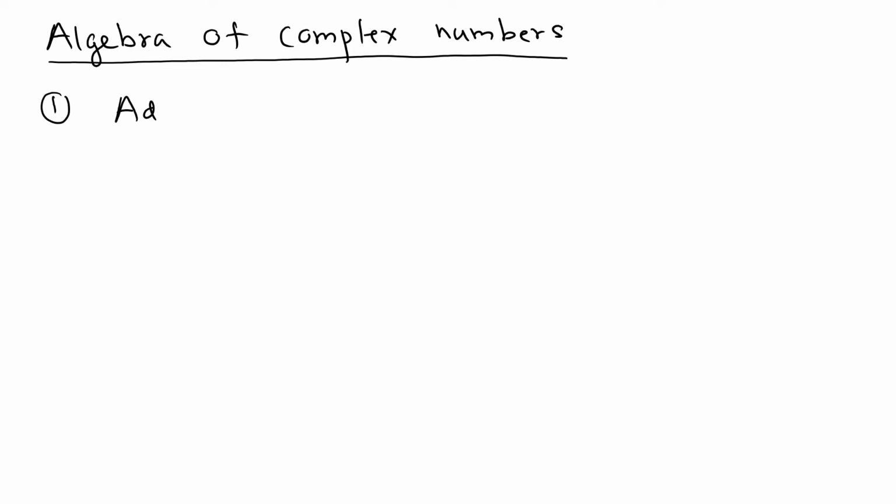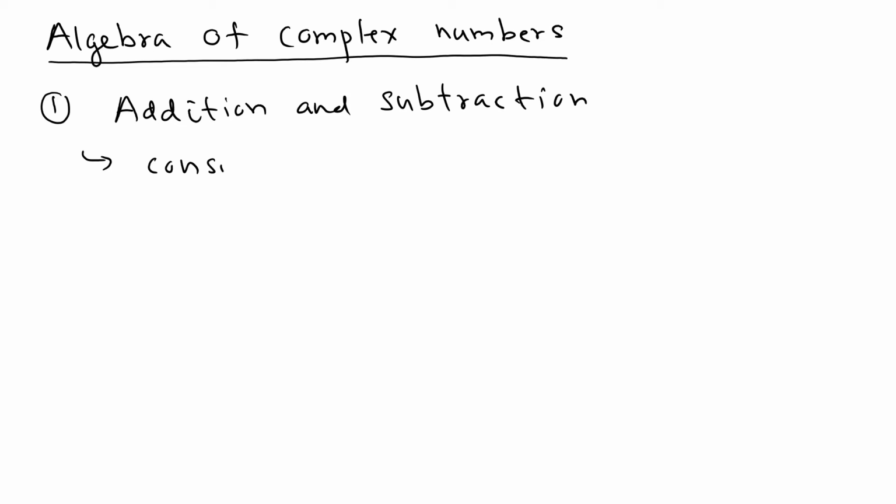So addition and subtraction. Addition and subtraction of complex numbers. So what we do, the easiest way, just consider i like x, like a variable. That is the easiest way to work with complex numbers. So for example, we can do 2 examples.